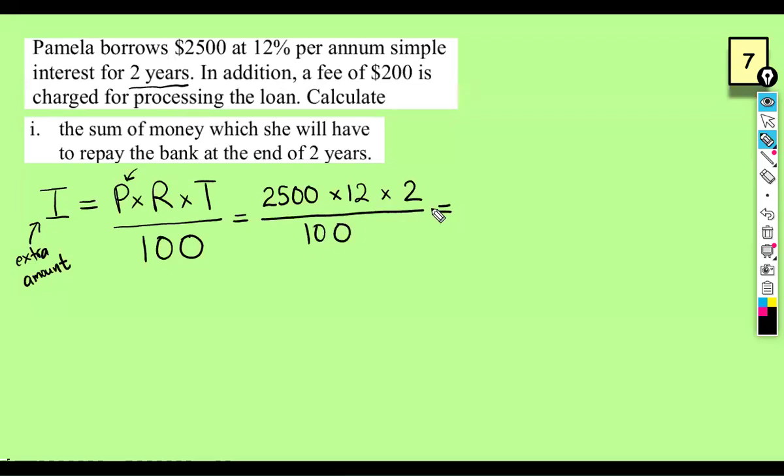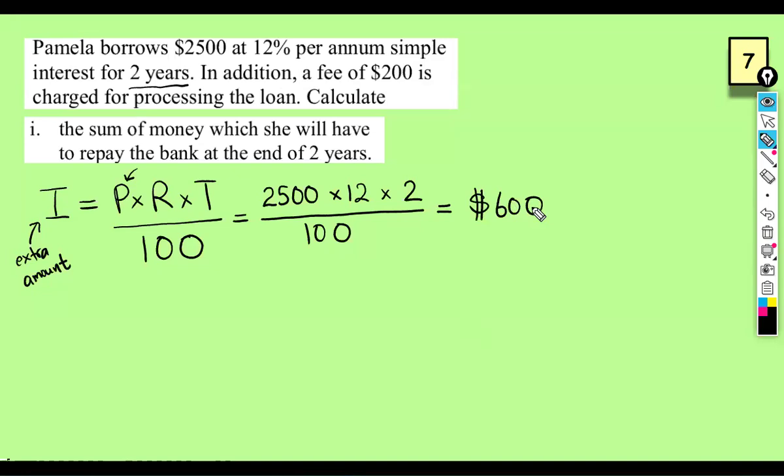So let's see how much we have here. 2,500 multiplied by 12 multiplied by 2 divided by 100. I did something wrong here. 2,500 multiplied by 12 multiplied by 2. Now, my interest when I work this out is $600, right?